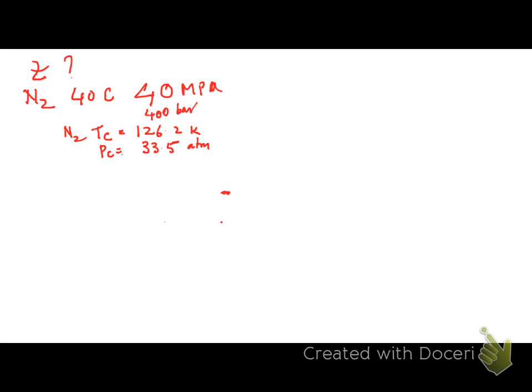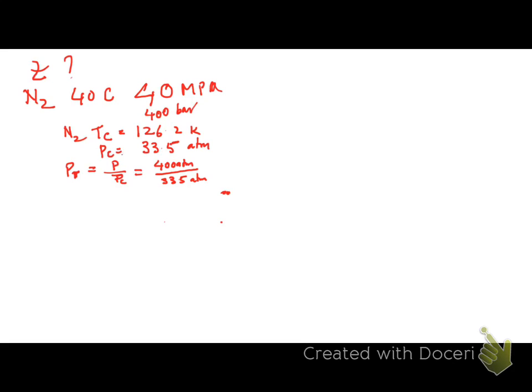So basically PR equal to P divided by PC. So what is P here? 400 atmospheres, divided by 33.5.